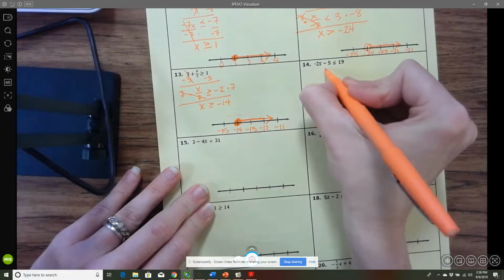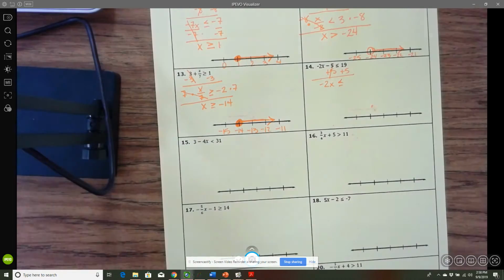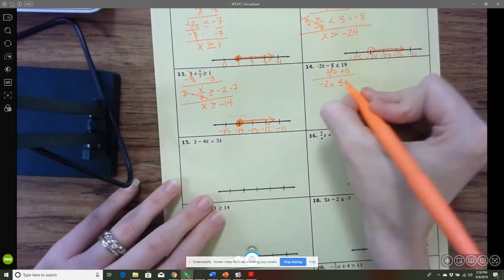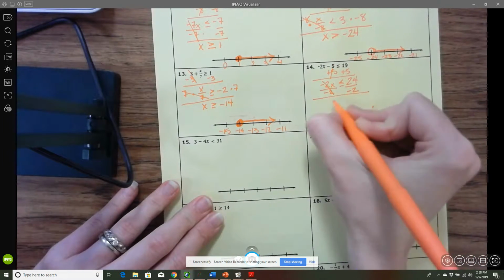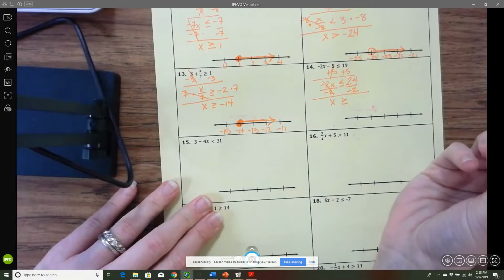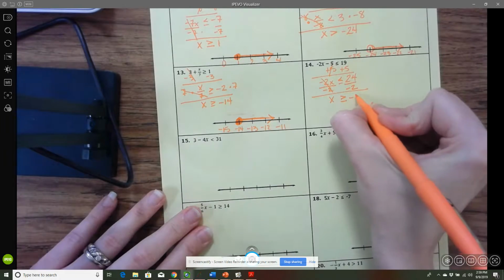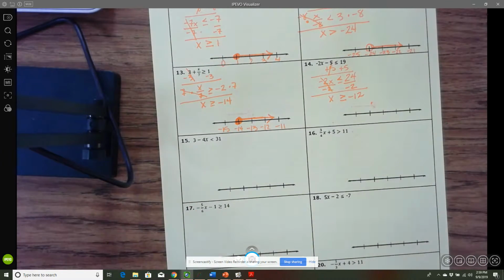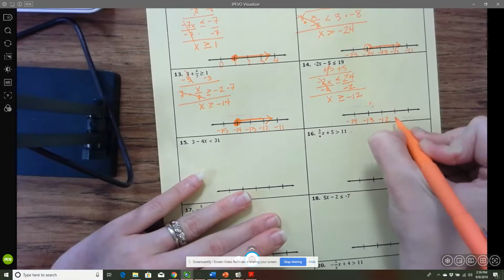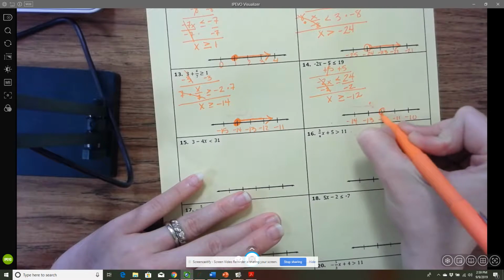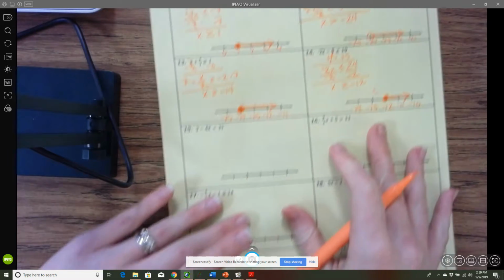All right, this time we're going to add 5 to both sides. So 19 plus 5 is 24. Then we're going to divide by a -2. So if we divide by a negative, the sign has to flip. And so 24 divided by -2 is a -12. So closed circle, x is greater than, so the arrow is going to point to the right.